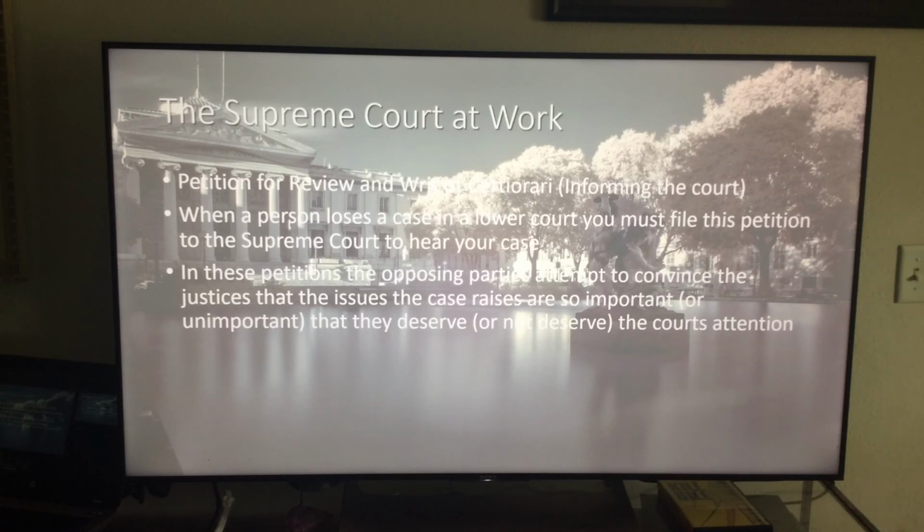How many judges do you need to agree to take your case? You need to have 4 judges to take your case, the rule of 4. It's known as the rule of 4. So you have to get 4 judges to agree to take your case.